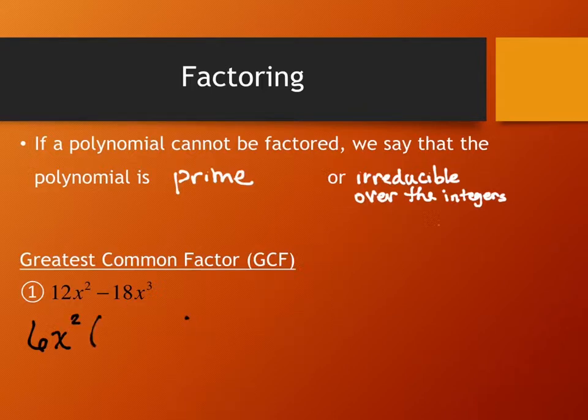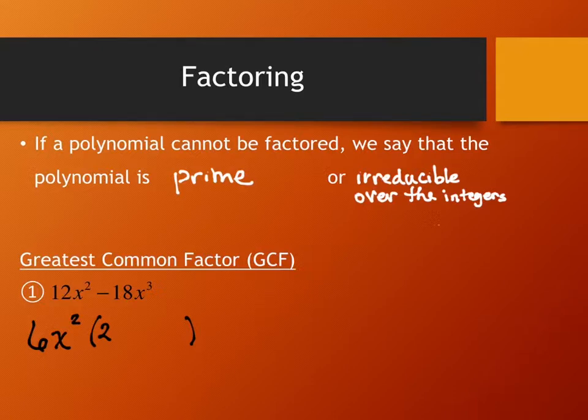The next thing that we're going to do is we're going to write parentheses, and we're going to write what pieces, what factors, are left when we do the division. In other words, if I were to divide 12 by 6, what number is left? A 2. So the 2 is going to go right here. If I divide x squared by x squared, what's left? 1. It's not 0, actually, it's 1, but it's sort of like nothing's left, right? There aren't any more x's left, so it's the number 1.